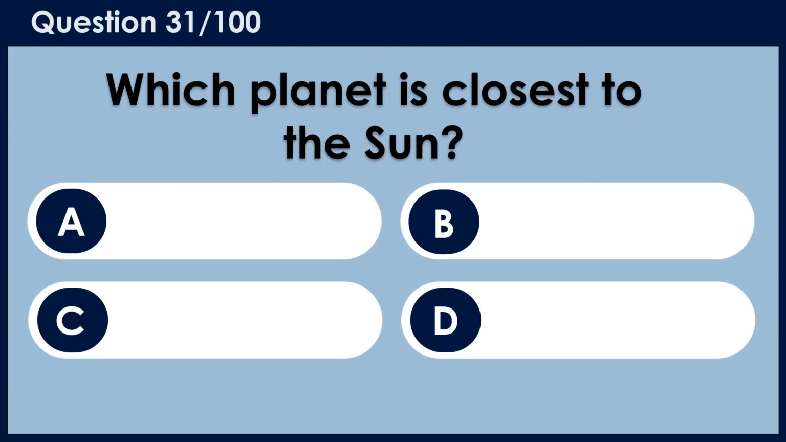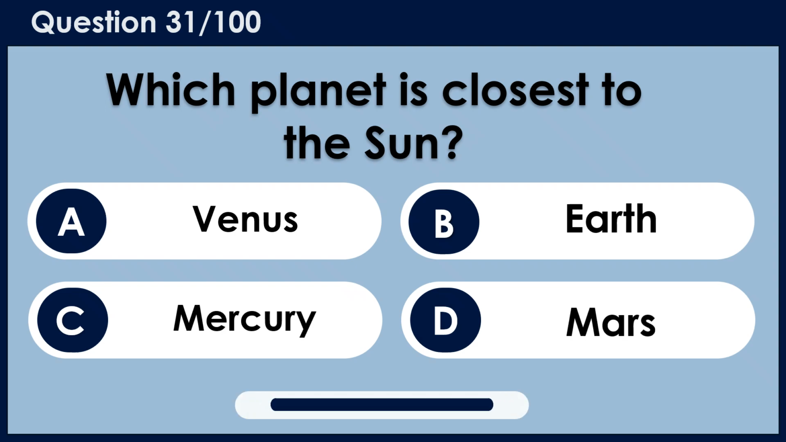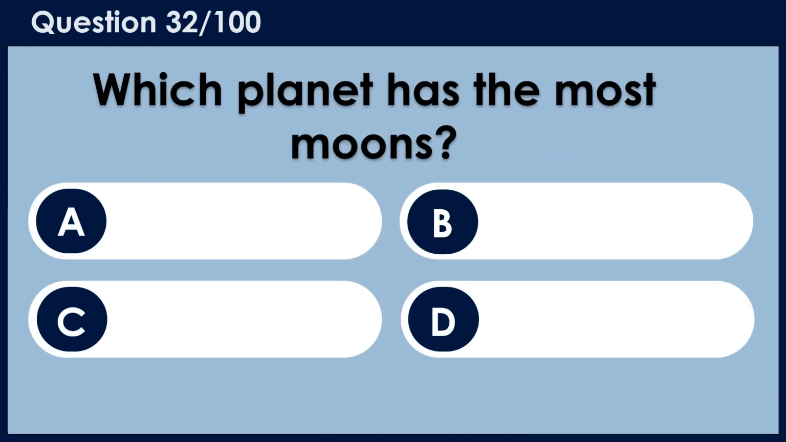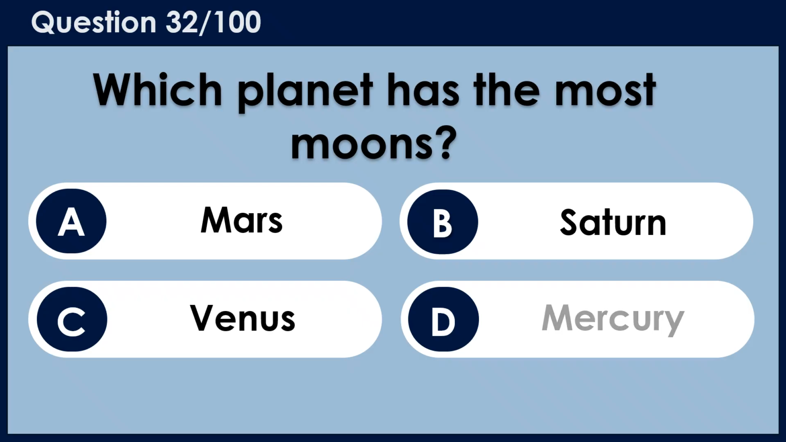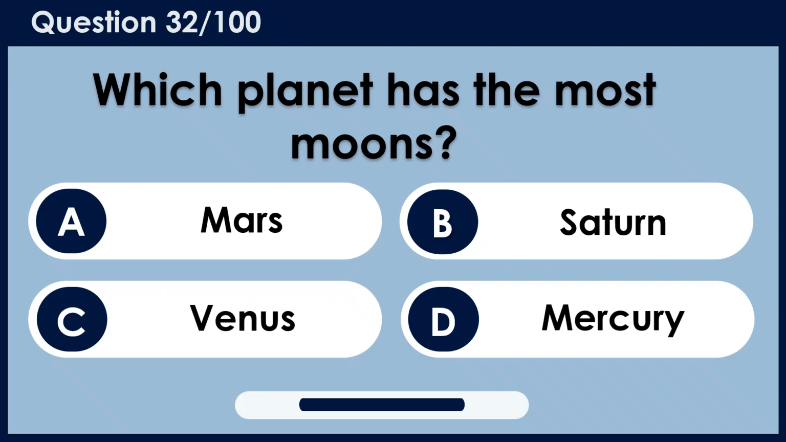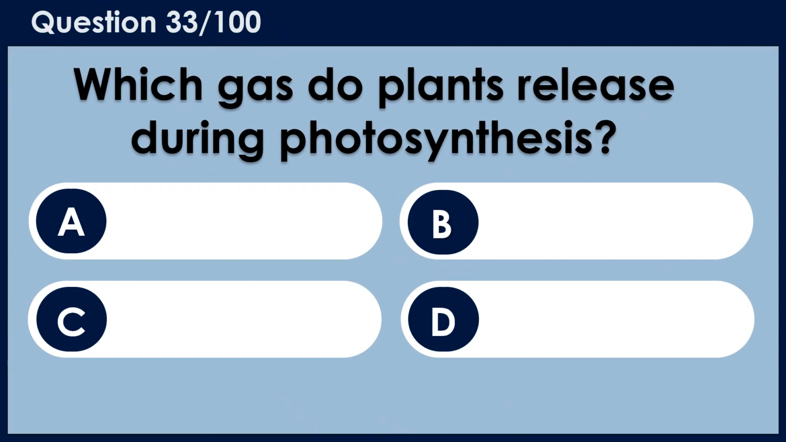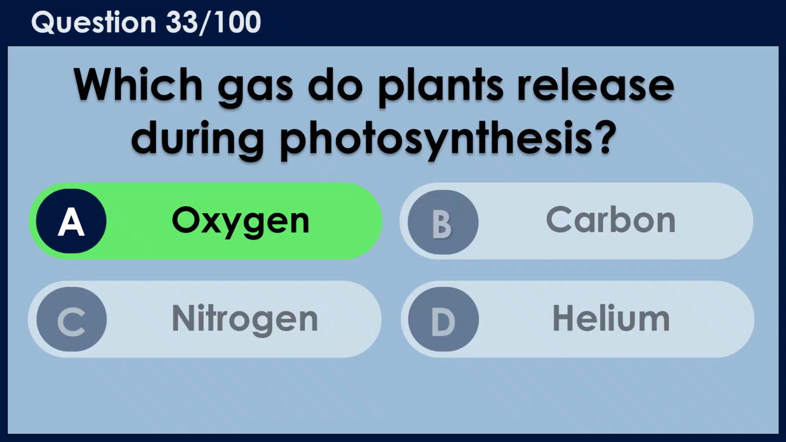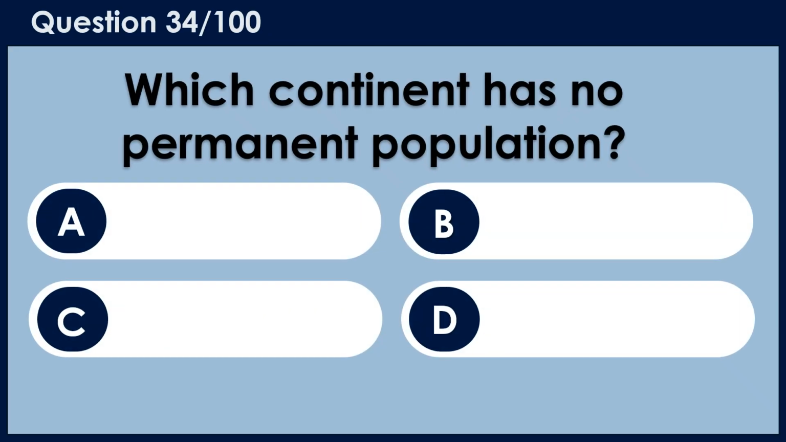Protein. Which planet is closest to the Sun? Mercury. Which planet has the most moons? Saturn. Which gas do plants release during photosynthesis? Oxygen. Which continent has no permanent population?